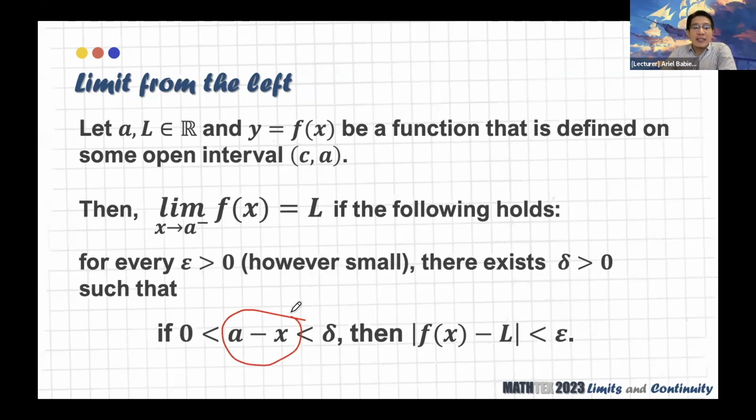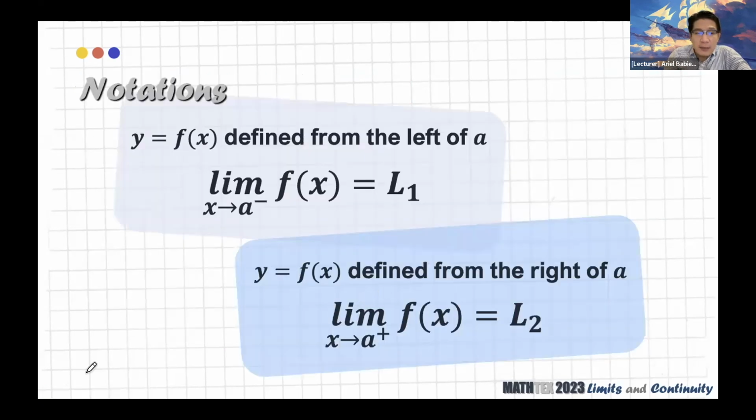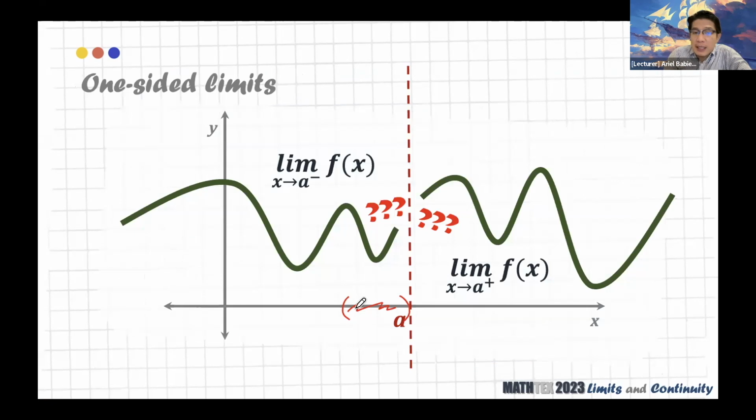Okay? Napansin nyo? Dun sa original definition natin, this is absolute value of x minus a. However, for this specific limit from the left, ang requirement lang natin is a minus x. Okay? A minus x. And that should be greater than 0. Again, the idea behind that is we are considering x's from the left. And if you're going to consider x's from the left, we mean to say values that are less than a. Tama, di ba? Pag pinag-usapan natin ay values of x from the left, all the x's here are less than a.